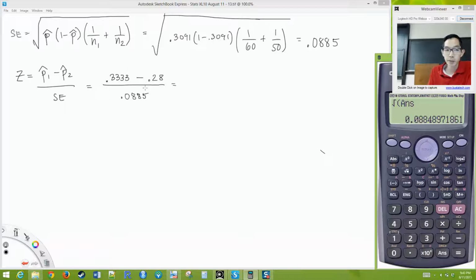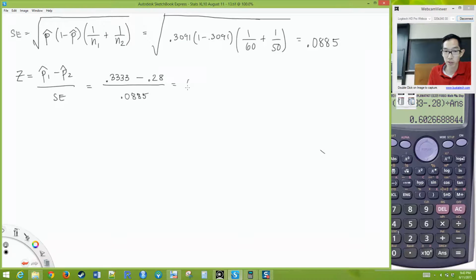Okay, and now I'm going to calculate this, and I do 0.3333 minus 0.28 divided by, I'm going to look up the answer key, and I get 0.60, rounded off to 2 decimal places. This is my z-score. Okay, so my z-score is 0.60. Okay, so now we look up z in the table.